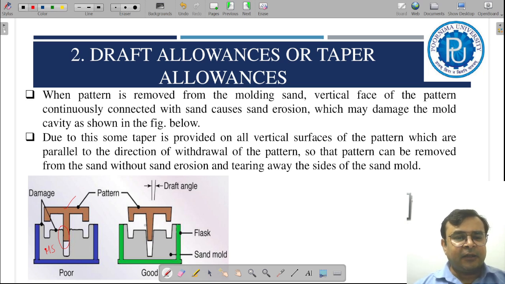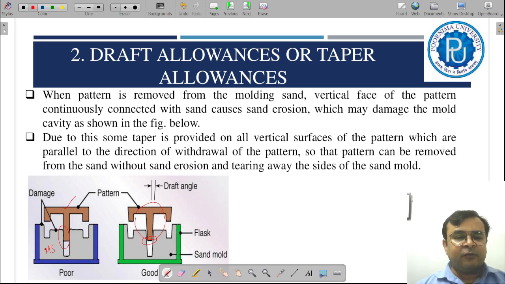But instead of a flat surface, if you make this pattern slightly tapered, then you can see a gap, a slight difference between the size of the pattern and the gap. Even the gap is more than the pattern size. Therefore, the complete contact between the pattern and the sand wall is prevented or broken. Therefore, during withdrawal, both surfaces cannot erode each other. Therefore, without sand erosion or collapse, we can easily produce the casting.